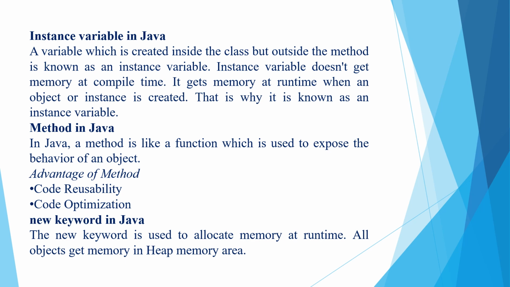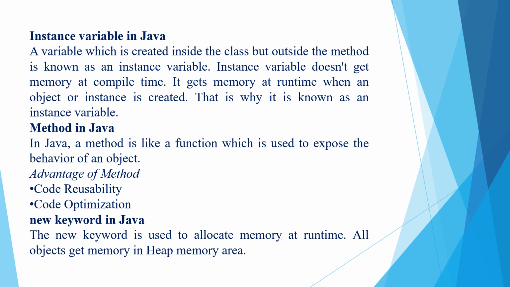As I told you in the previous slide, the class will contain the fields and the methods, right? So an instance variable is a variable which resides within the class but outside the method, and it does not get memory during compile time, but it gets memory at runtime. Whenever that particular instance is created, that is why we say it is an instance variable. So it gets memory at runtime.